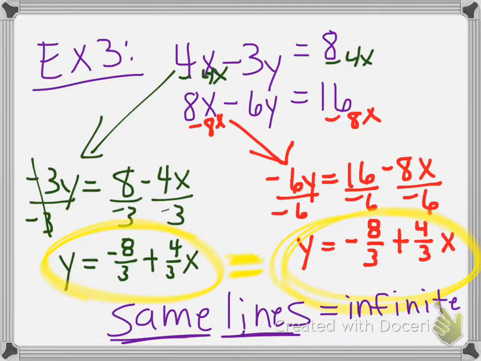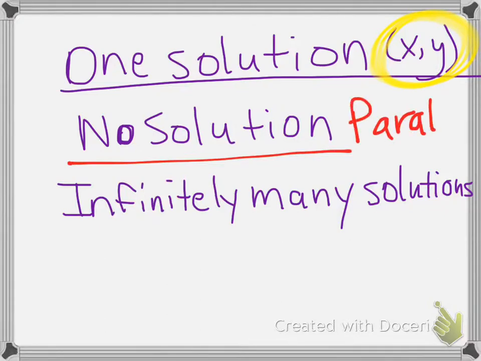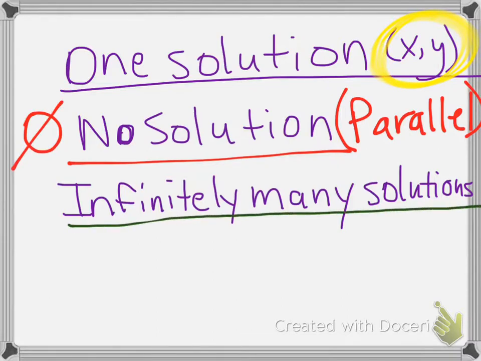Okay? So what I've shown you are the three examples that you can come across. You could have one solution where there's an intersection, and the point where they intersect is the solution. You could have no solution, and that's what happens when you have parallel lines. And you could actually use this symbol for no solution. Or you could have infinitely many solutions. That's what happens when you have the same line twice, or the lines are the same.